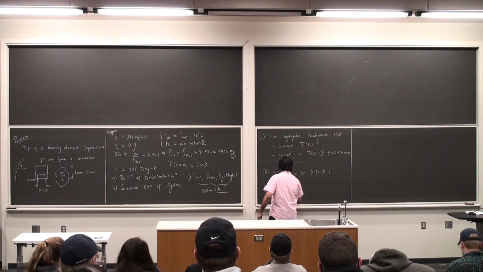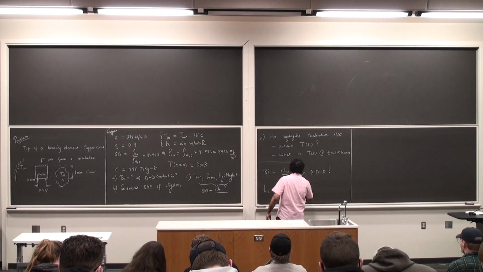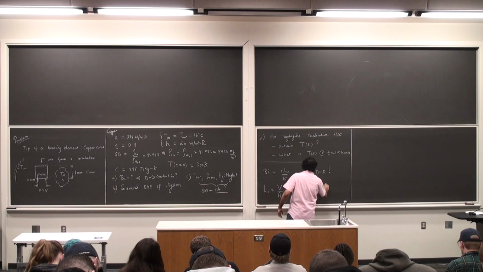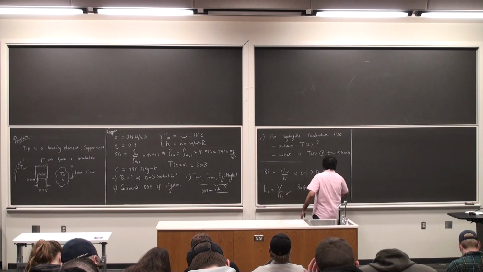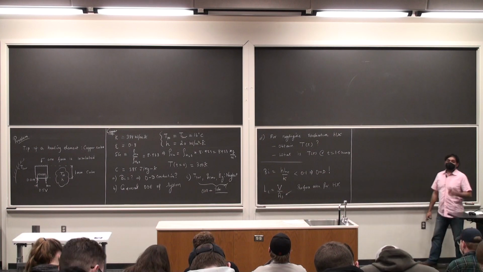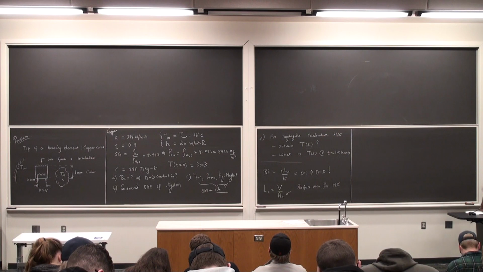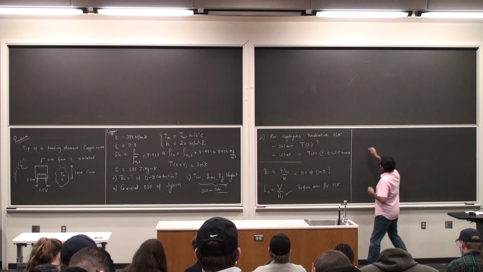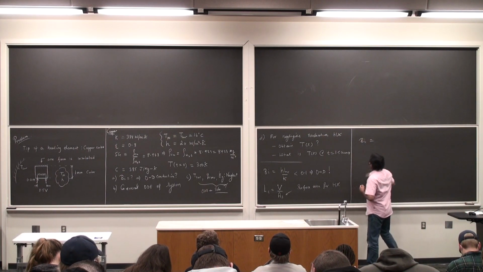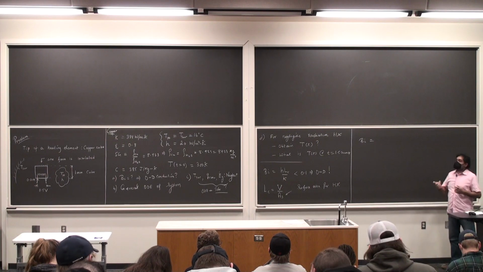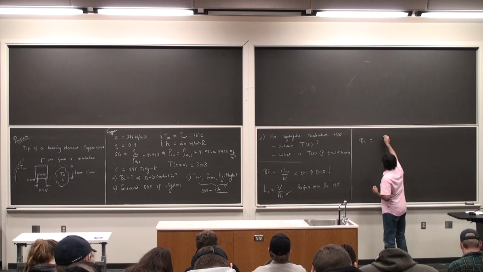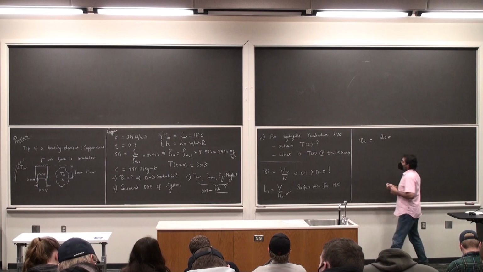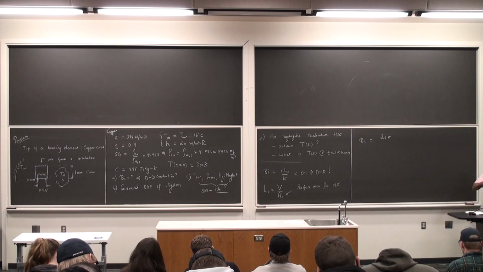Okay, so that A suffix S is the total surface area for heat transfer, not the insulated side. So if I calculate the Biot number, h is given to me as 20 watts per meter squared Kelvin. This is 20. The characteristic length is the volume divided by the surface area.